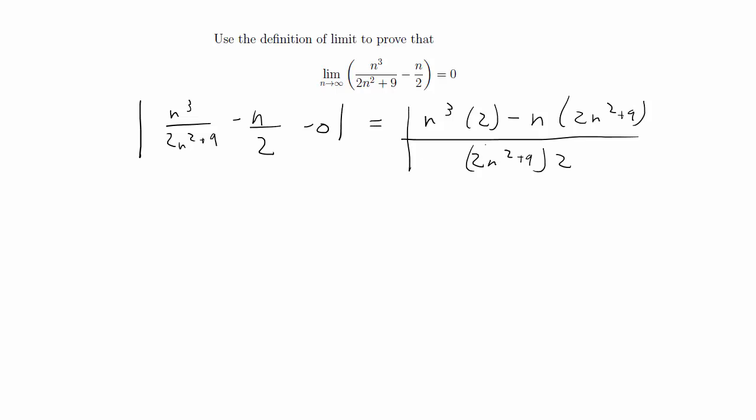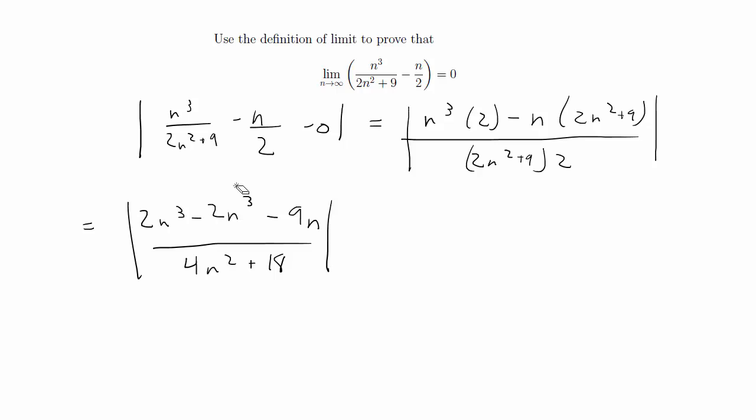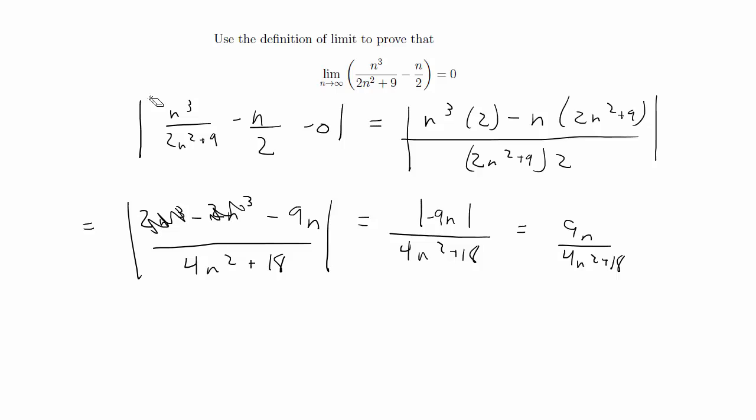And that's going to be in the absolute value. When we simplify that, we get 2n cubed minus 2n cubed minus 9n over 4n cubed plus 18, in absolute values. Not coincidentally, you can cancel out the n cubes. The absolute value of 4n squared plus 18 is already positive, so that's just going to be 4n squared plus 18. And the absolute value of 9n, let's just write that out, is 9n over 4n squared plus 18. So we've simplified this part as much as possible.